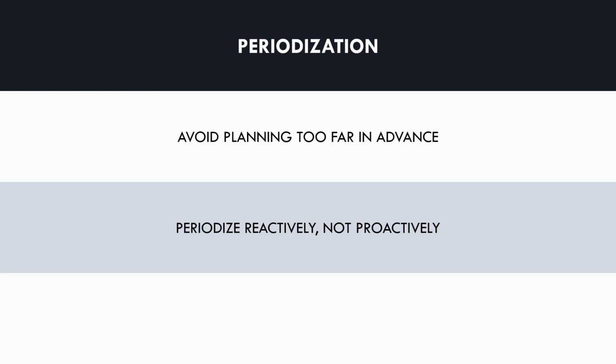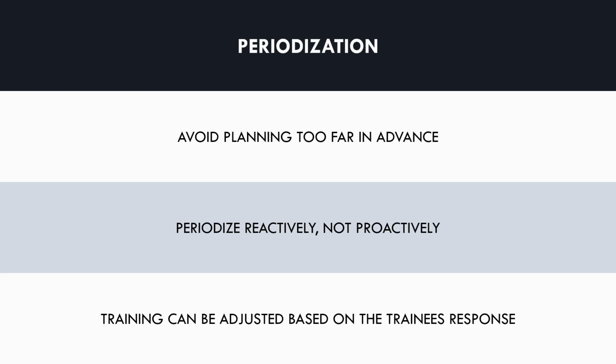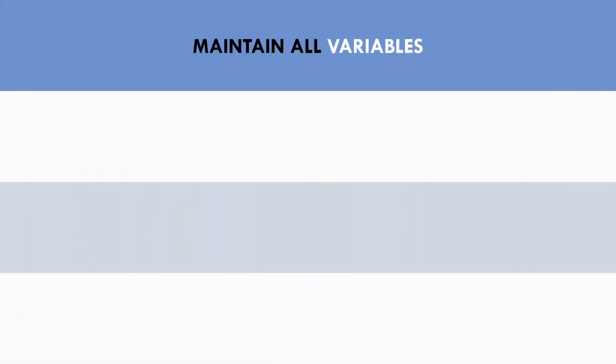Based on the response of the individual to a particular training protocol, training can be adjusted to make it more effective for that individual at that time. Let's now explore some example situations of how hypertrophy training can be adjusted from mesocycle to mesocycle. The first strategy we can implement from mesocycle to mesocycle is to actually maintain all variables of the program. So a trainee can actually repeat the exact same program if it was effective.